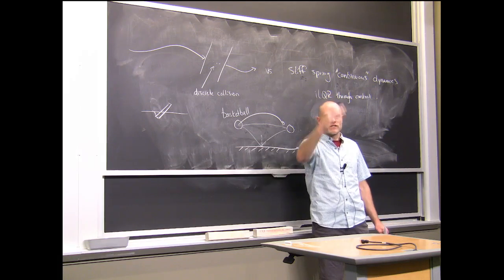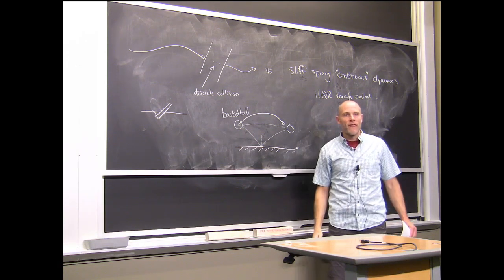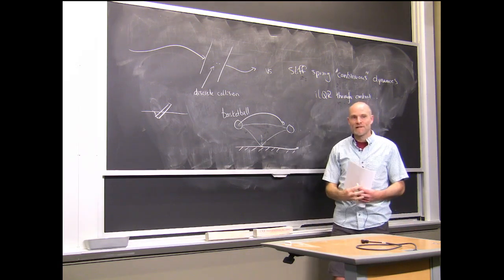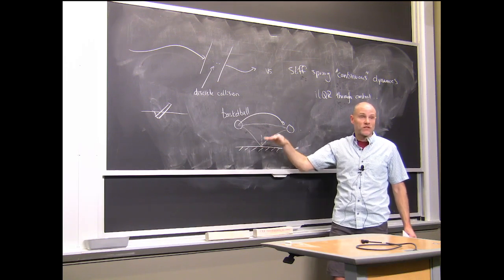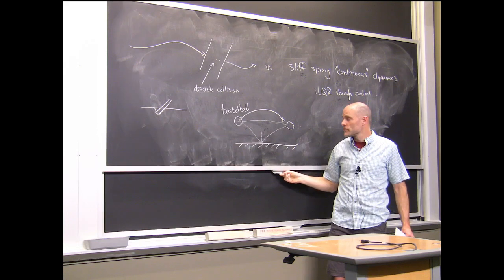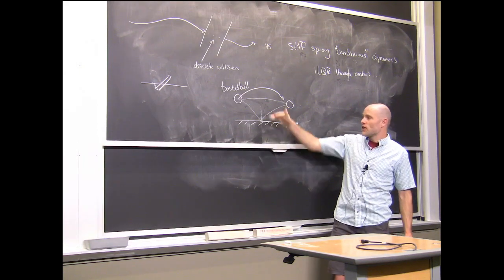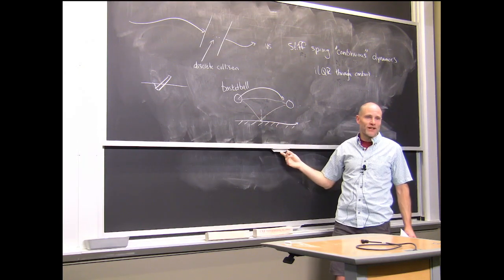I saw a question over there, yeah? I was going to ask about relaxing the contact. Yeah, that's right. So you can make these as soft constraints that allow force at a distance, and that can help the optimization, right? As long as you turn it off before you run it on the real robot.